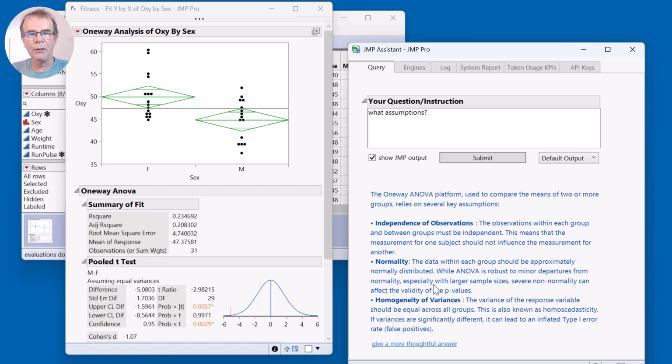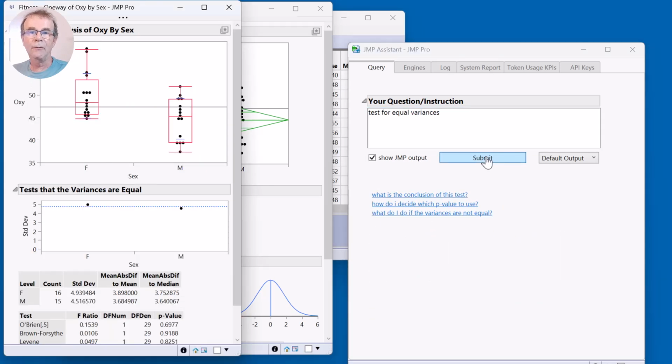Finally, we've got execution. So let's take a look at this third test here, homogeneity of variance. So let's test for homogeneity. I'm not going to try and do that. Test for equal variances. There we go. And hopefully it will run a test.